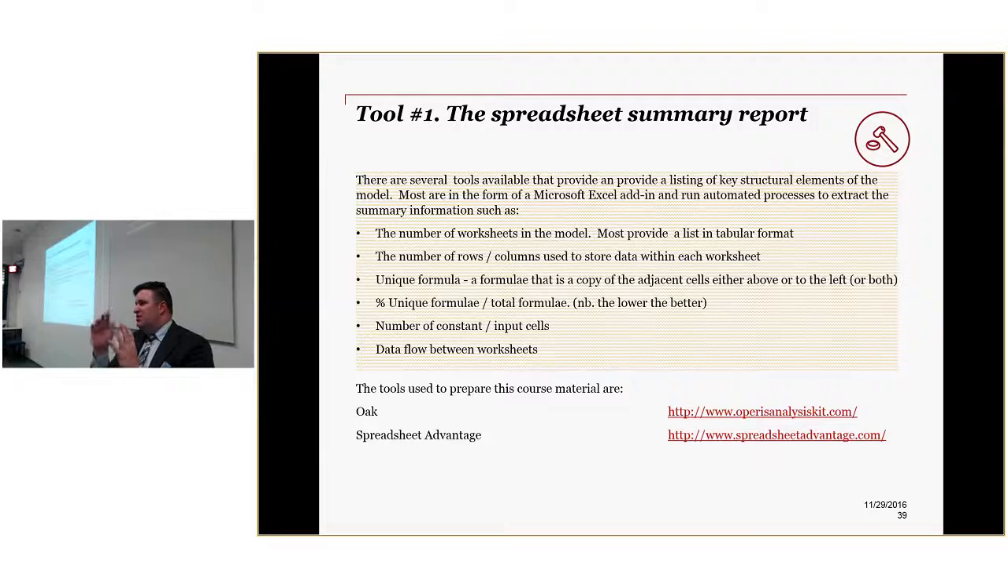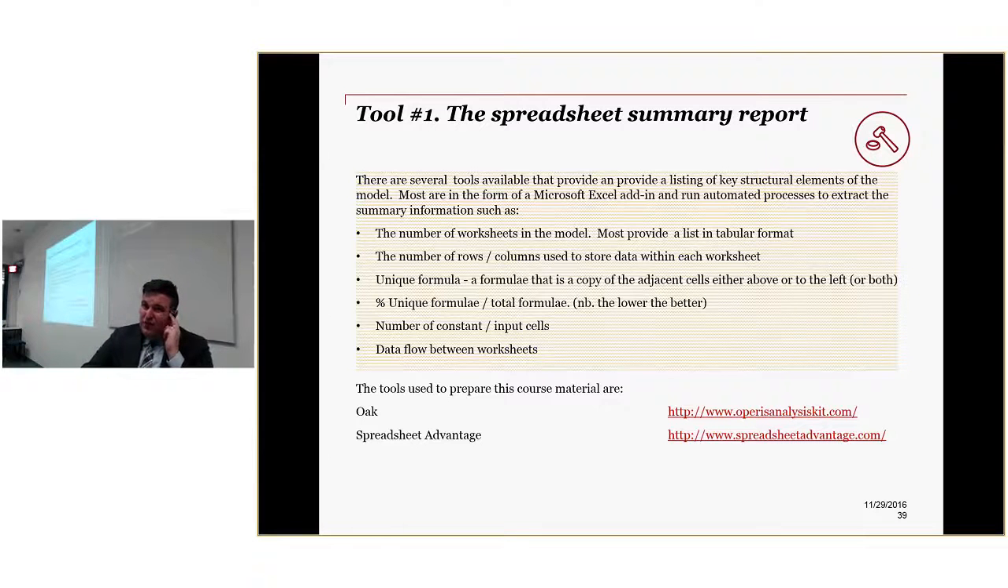So remember, some of the standards talked about creating a formula and copying it across and down. These tools allow you to identify those. What's the percentage of unique formula to total formula? Then I've put there that the lower is the better, because if we've got consistency across our formula, we know that we don't have to check the box. What are the number of constants or input cells in our model? And what's the data flow between each?